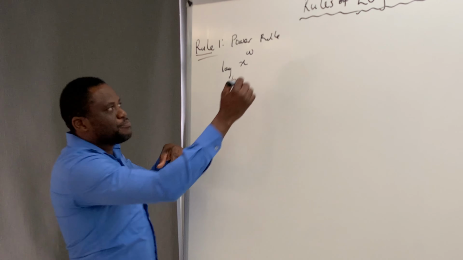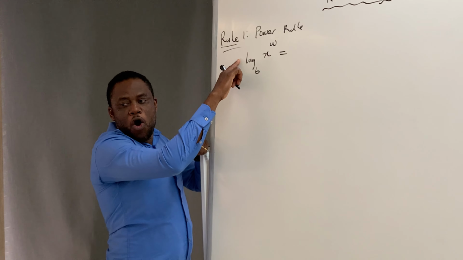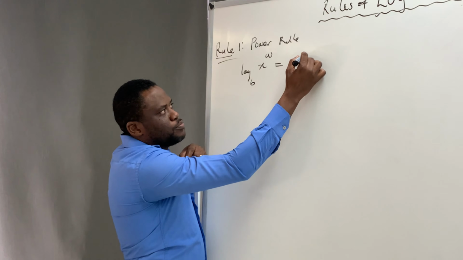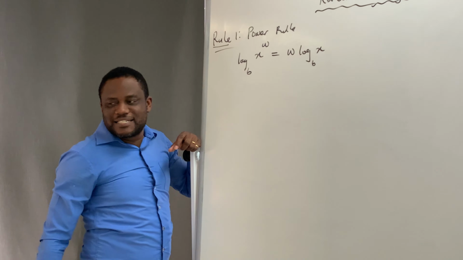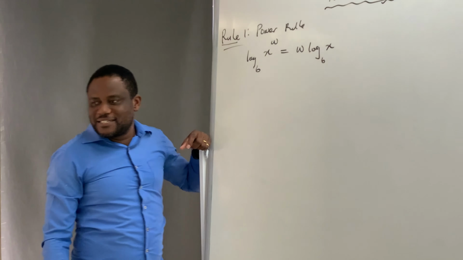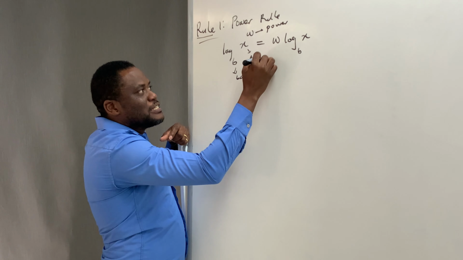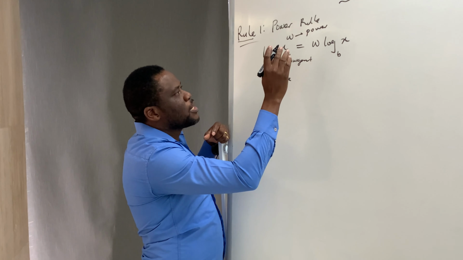The rule says this exponent goes to the back of the logarithm. So we have w log in base a, argument x. I will write them together. This is the base, this is the power, and this is the argument. So this is very important. Okay? Now let's do an example.